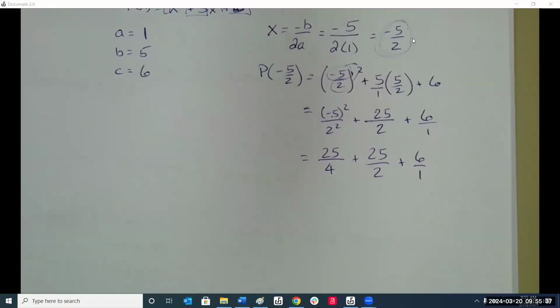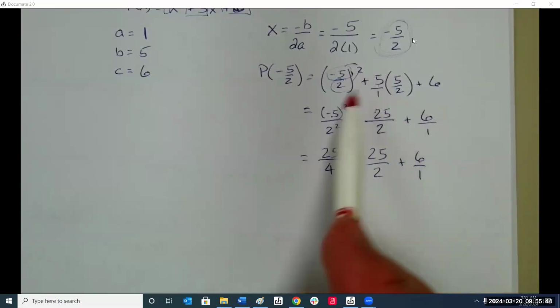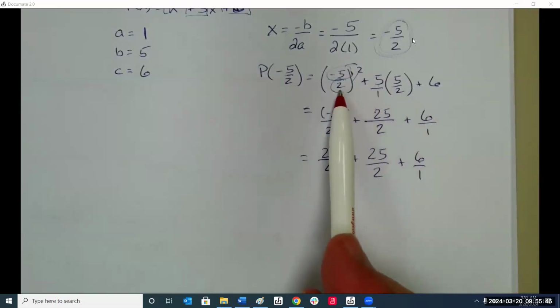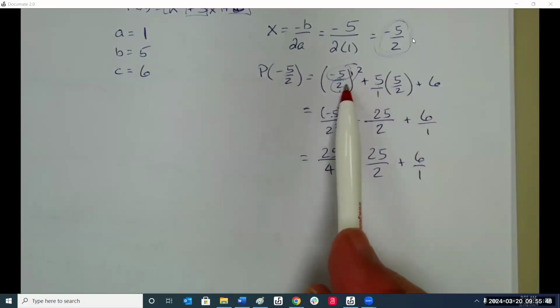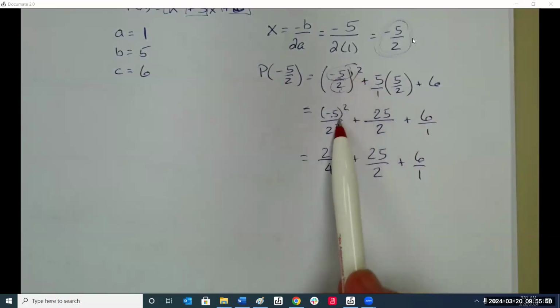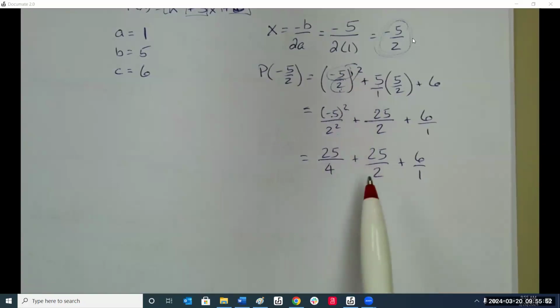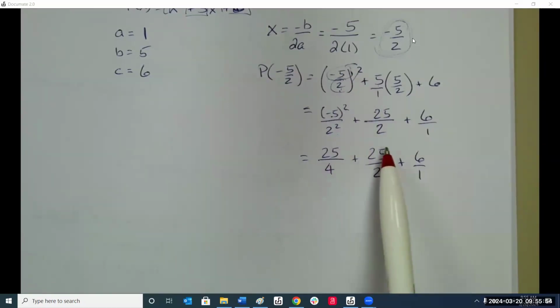So what do we have to do now? Everybody follow what I did here. Once I found the x, I plugged it in there, and I squared both the top and the bottom. I got positive 25 over 4. 5 times 5 is 25, 1 times 2 is 2. To go any further, I need to have a common denominator.